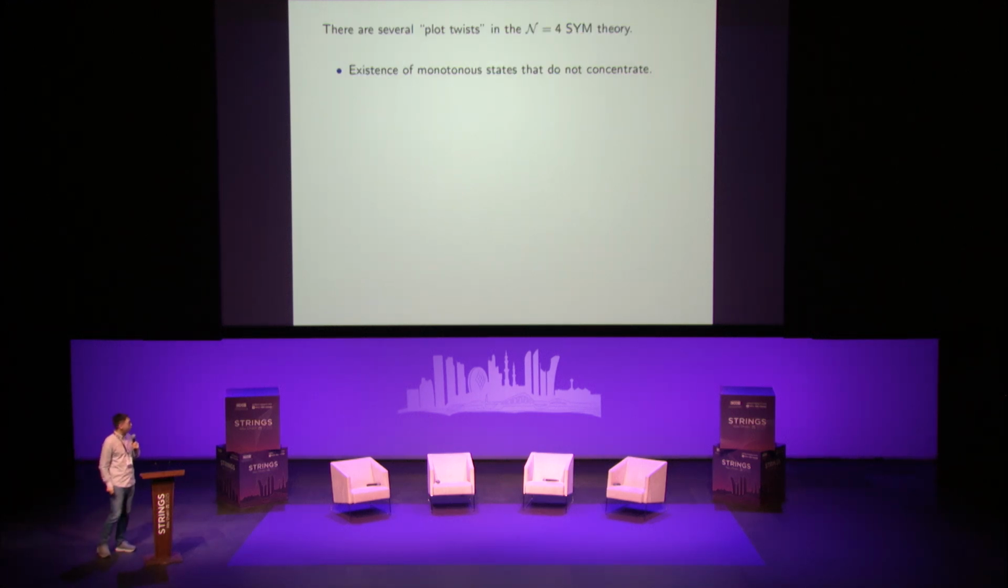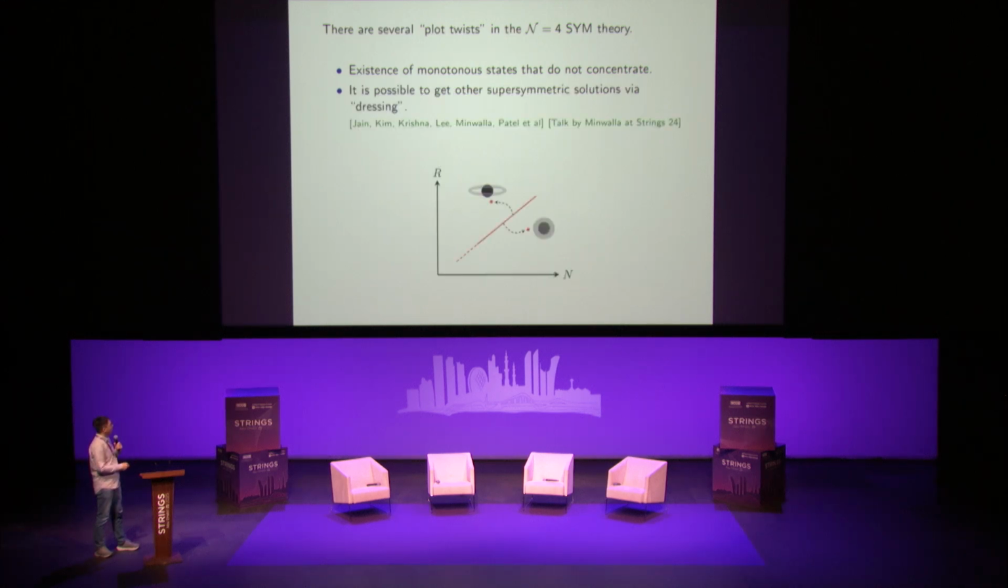Of course, the actual story in N equals 4 super Yang-Mills theory is much more complicated. So here, let me quickly go through some of the subtleties. For one, the theory contains monotone states that do not concentrate. But for our purpose, let's just focus on these fortuitous states. It was also taught to us by Shiraz from last Strings that there exist other supersymmetric black hole solutions which you can get by dressing these pure black hole solutions, either by some graviton gas far away or by wrapping it with some dual giant graviton. So that might naively suggest that you might have a complete two-parameter family of solutions on this two-dimensional plot.